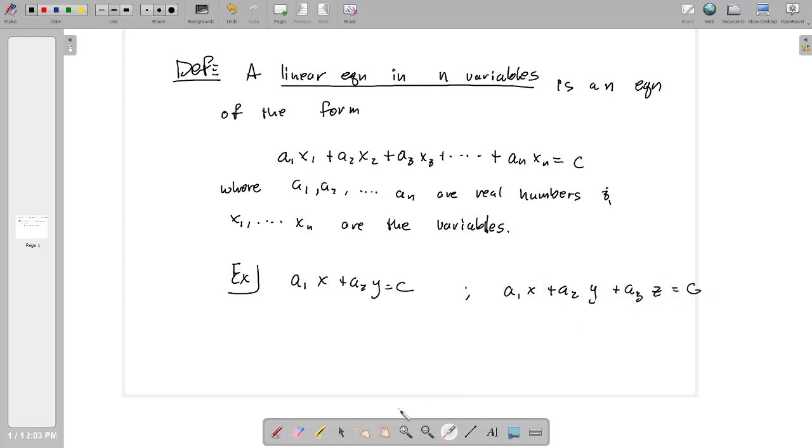And here, this is basically what we're going to talk about in this section, where we have three variables. But it is also possible to have more than three variables. For instance, a sub 1x plus a sub 2y plus a sub 3z plus a sub 4w is equal to c. We could go to as many variables as we want, but generally we stop at 3 to 4 variables because the systems of equations become very, very large if we go beyond this.